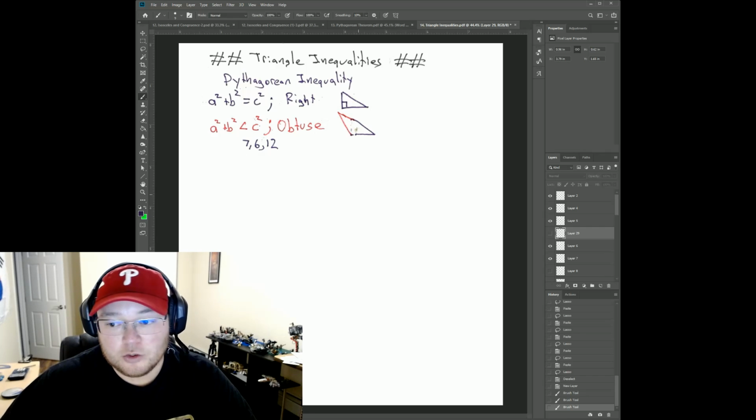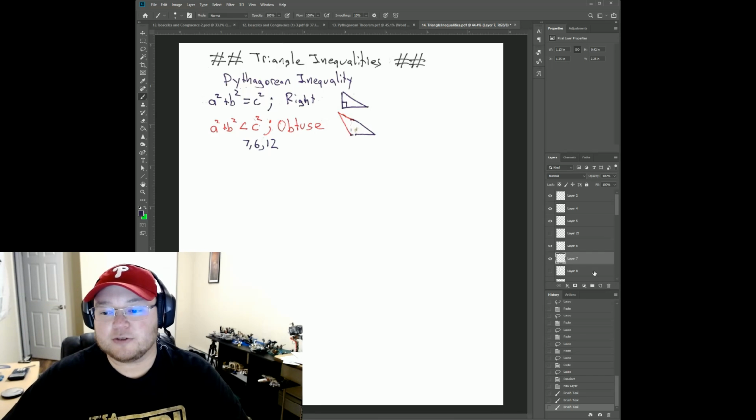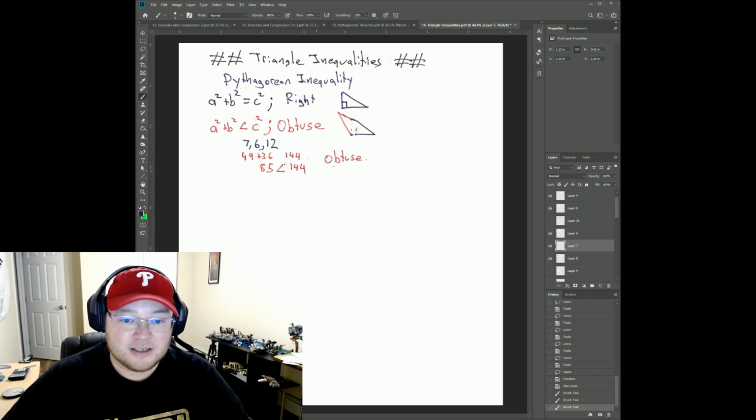I'll say, hey, what type of triangle is this? And you'll be like, hey, I got to use that Pythagorean inequality that Galloway was talking about. So let's do 7 squared plus 6 squared and compare it to 12 squared, 144. We add those together. 85. 144 is greater than 85, so it's an obtuse triangle.